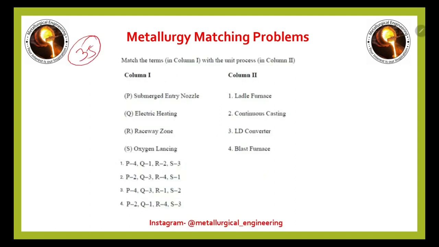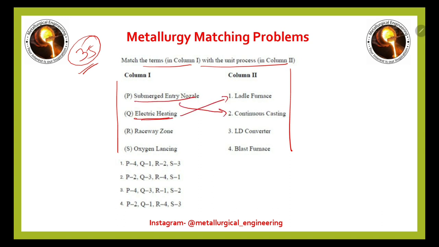This is the 35th question. So in this, match the terms in column first with the unit processes in column second. So the submerged entry nozzle matches with continuous casting, electric heating generally found in ladle furnace, raceway zone, that is blast furnace, and oxygen lancing, that's usually done in LD converter. So the right answer is D part, like fourth part, that is P2, Q1, R4 and S3.